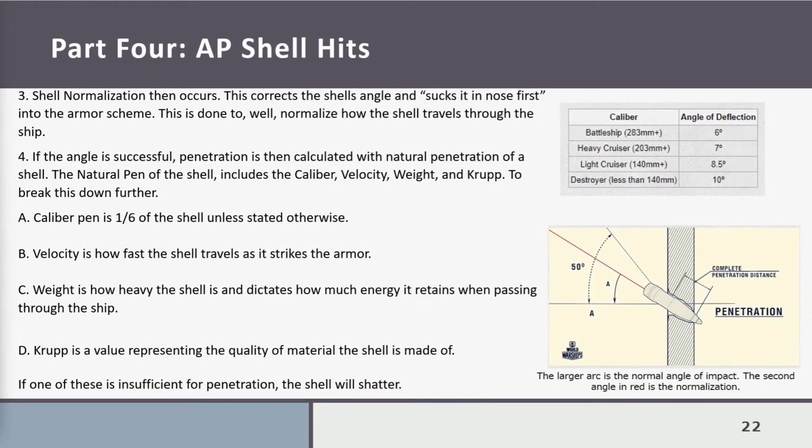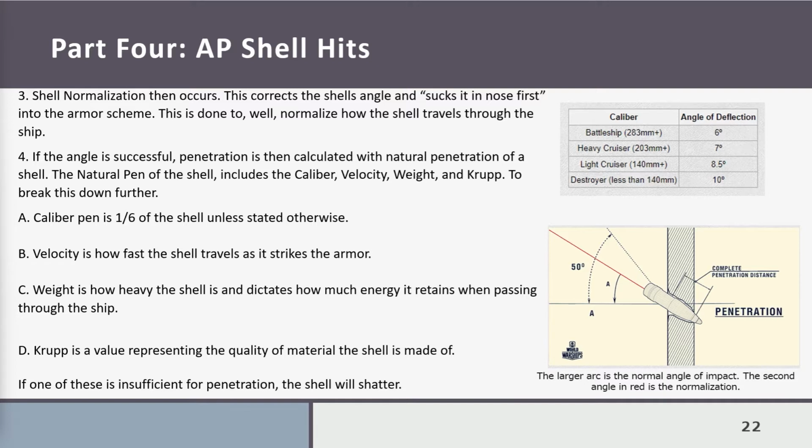So next, shell normalization then occurs. This basically corrects the angle of the shell and sucks it in nose first, which is the best way I could come up with to describe that. On the right-hand side here, there's a chart. This is standardized for all ships based on their caliber, showing how much it deflects into the ship. It's pretty standard per caliber. There are no exceptions based on whether you're a super cruiser or a battle cruiser or any of that jazz. It's purely based on caliber alone.